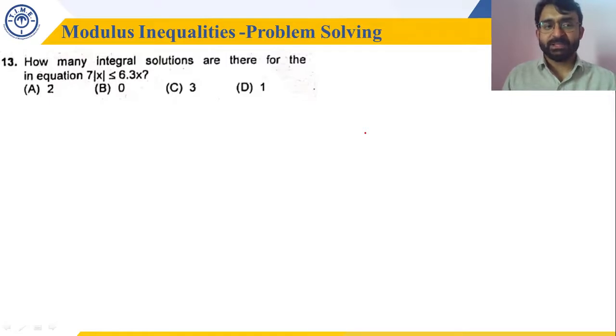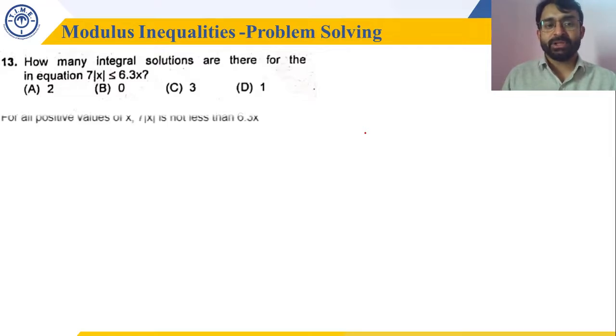If x is positive, 7x will be more than 6.3x. And if x is negative, still 7 mod x will be more than minus 6.3x. In either of the cases, 7 mod x is more than 6.3x. Can they be equal? They'll be equal only when x is 0. 7 mod x will always be more than 6.3x, whether x is positive or negative. It can be equal only when x is 0.